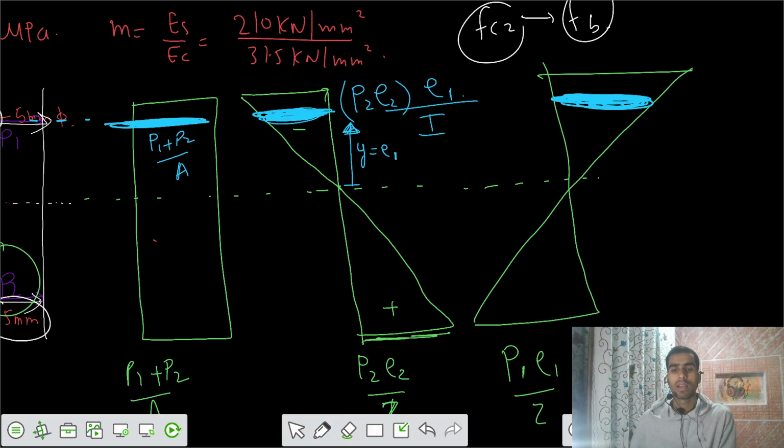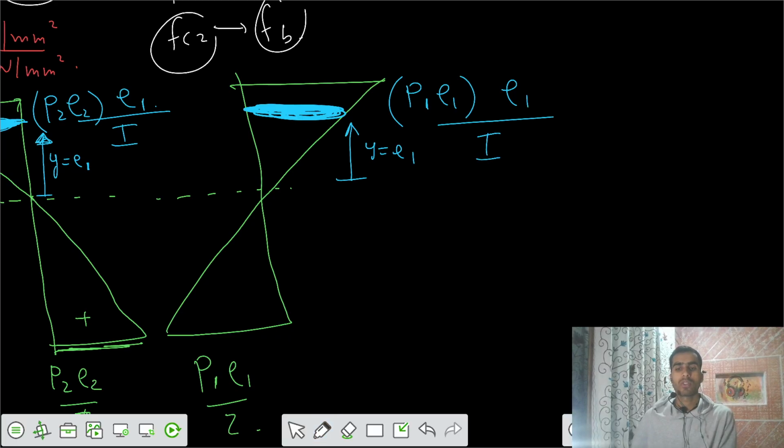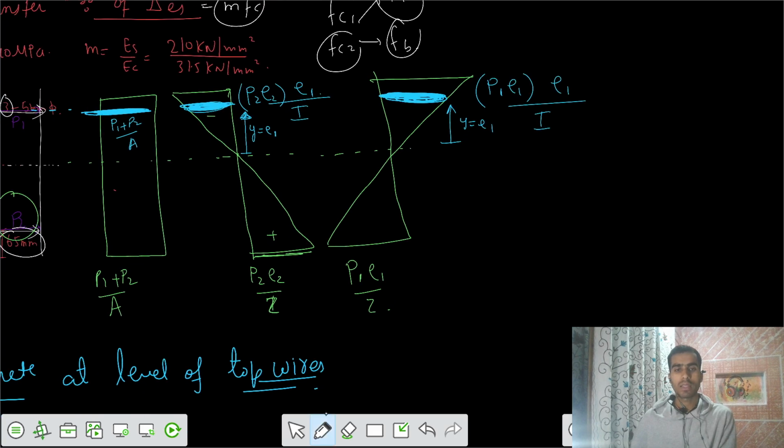And the third one is that we have to calculate because of the moment of P1 E1. This is your moment, and we have to calculate at the location of y equals E1. That's My by I. So we got the stresses at the location, and this is compressive, negative, positive.